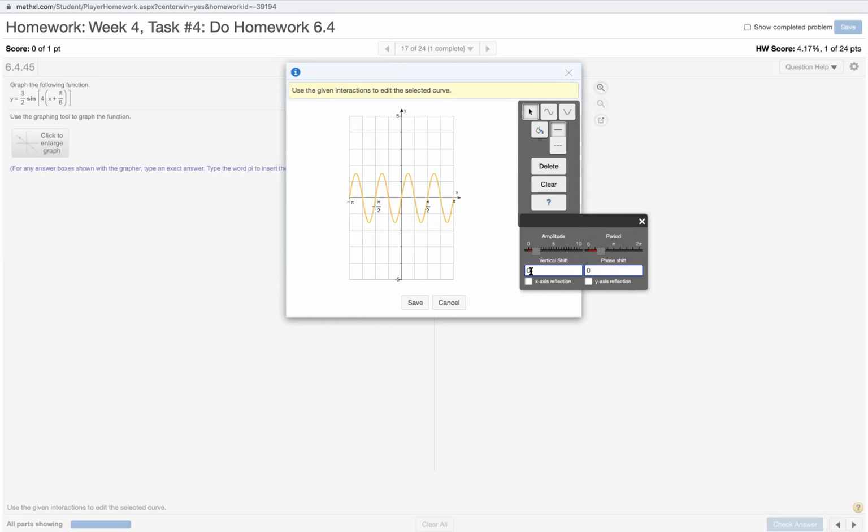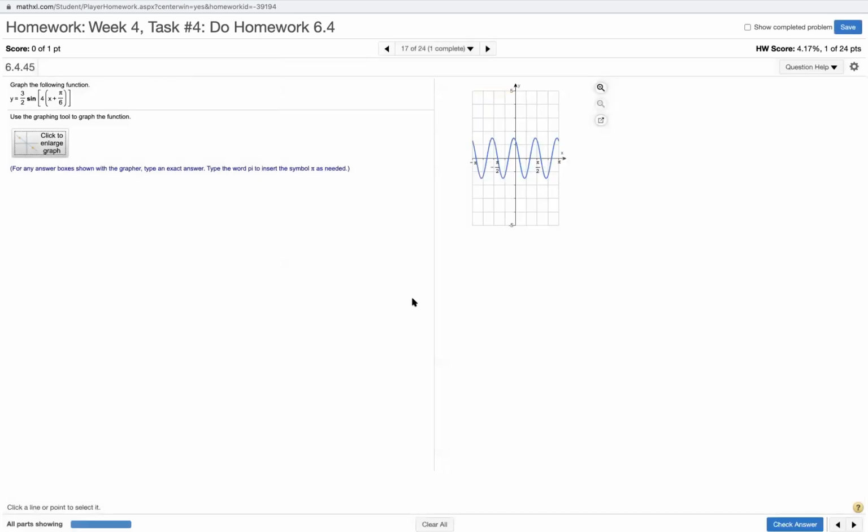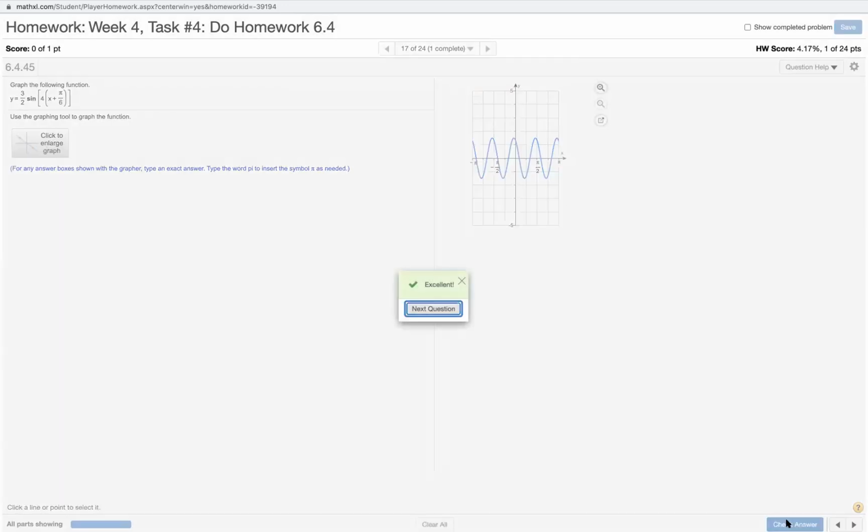Vertical shift, there's none. Phase shift is that pi over 6, but it's to the left. I'm putting negative pi divided by 6. Enter. All right, and then adjust it. I like it. Save it. Check it. Did it. Okay, so that's how that works. You got to play around with it a little bit and get used to it. But as long as you're getting the amplitude, period, phase shift, and all those correct, and you put them in, it should work out pretty nicely.